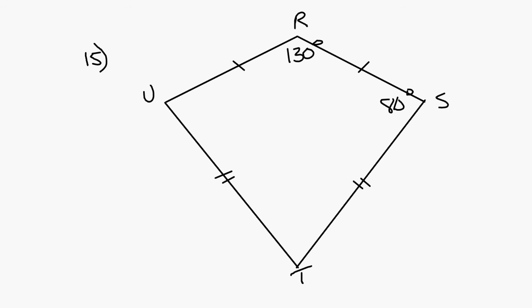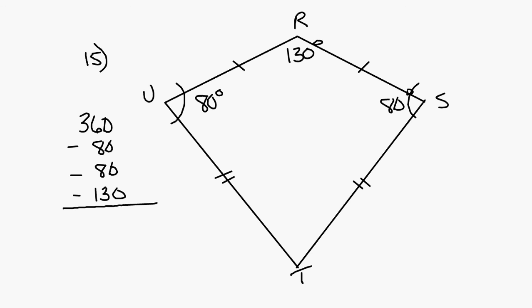Okay, in a kite, these angles are congruent to each other, the angles that are formed by the non-congruent sides. So this is 80 degrees. All right, the shape is a quadrilateral, so it's got 4 angles. So 360 minus 80 minus 80 minus the 130 will give you the measure of angle T. All right, so angle T is 70 degrees.